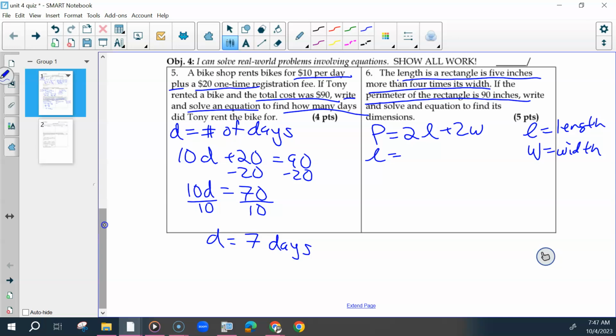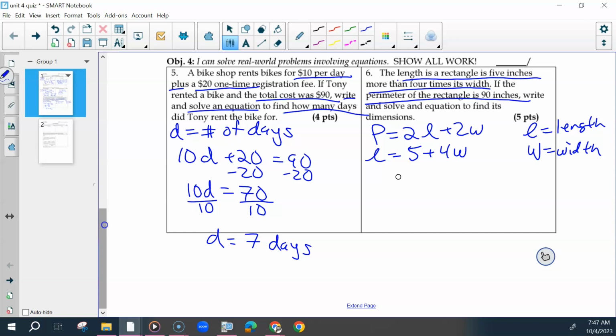So your length should have been 5 plus 4W. Some of you were using X, but we should not be using X in this case unless you called your width X. It gets confusing when you have 3 different variables and one of them isn't supposed to be there. So make sure you're consistent. If you have L and W, keep using L and W. Don't change it to X.